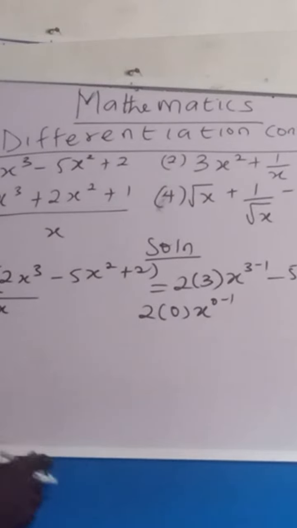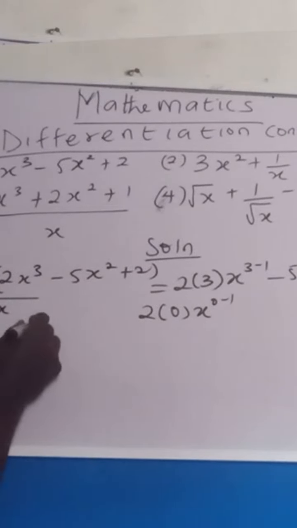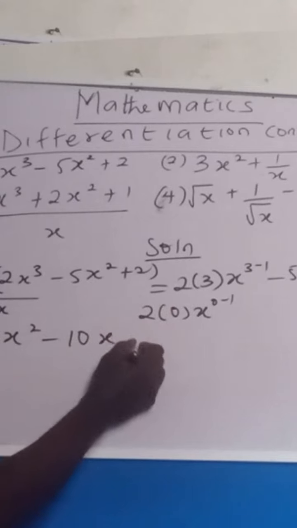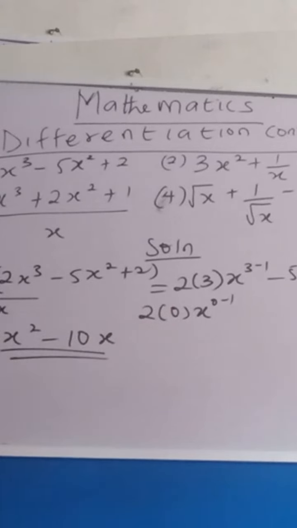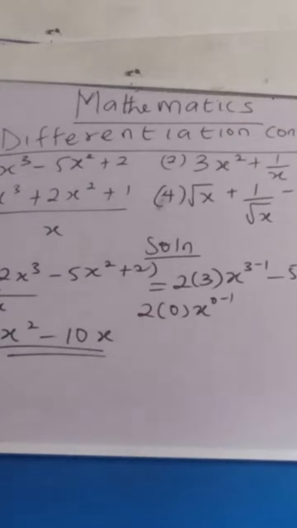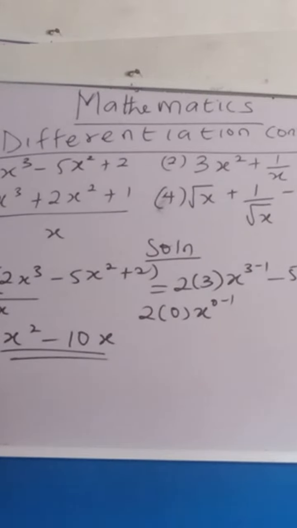Okay, so we have 6x squared, 3 minus 1 is 2, minus 10x to the power 1, right? So it becomes my answer. So dy/dx becomes this. When I differentiate y with respect to x, you're going to have something like x, and have the second one, dx raised to power n plus 1, right?